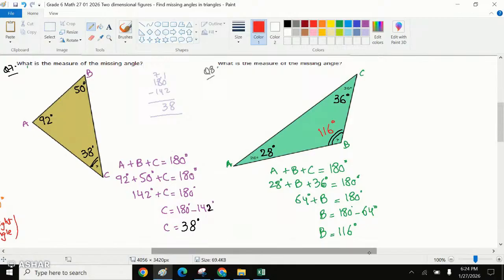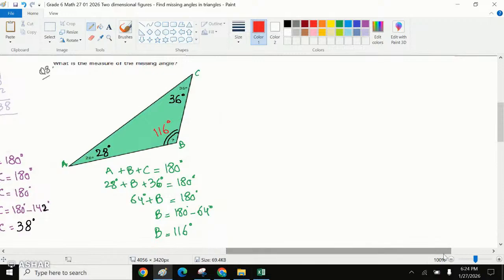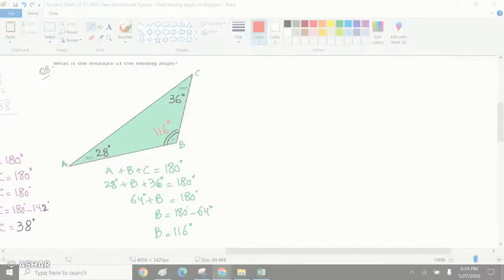Okay. Moving ahead to the next. Okay. Let's see this question. What is the measure of the missing angle?